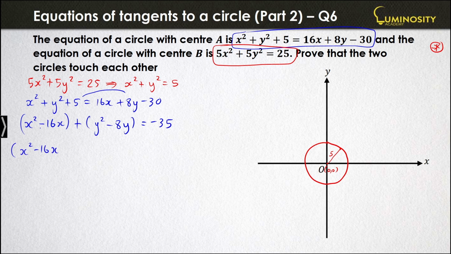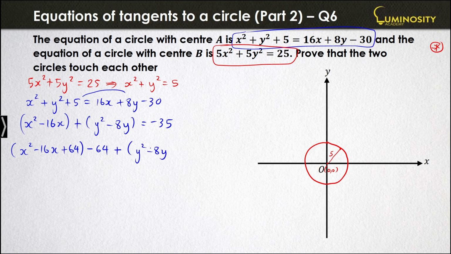Half of negative 16 is negative 8. Square negative 8, you get plus 64. Then immediately subtract 64. Or you could just add 64 on the right-hand side. It's the same process. Then you get y squared minus 8y.